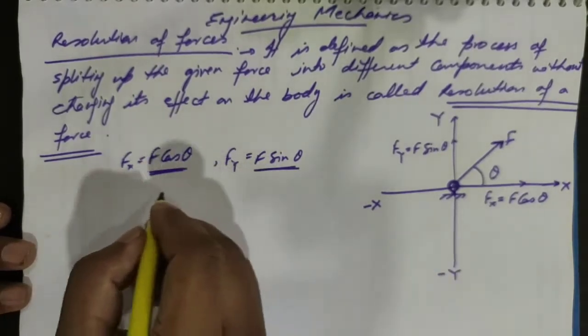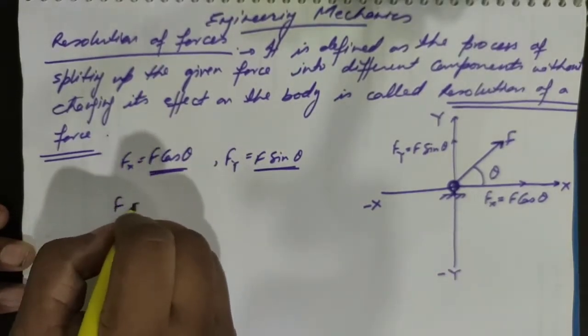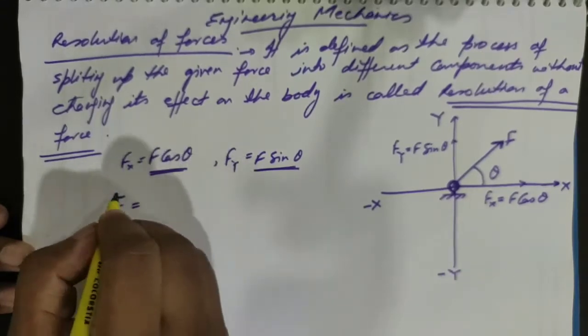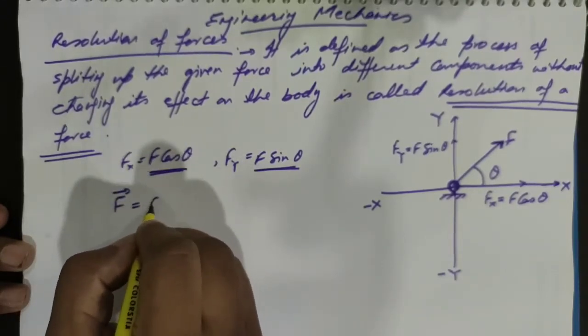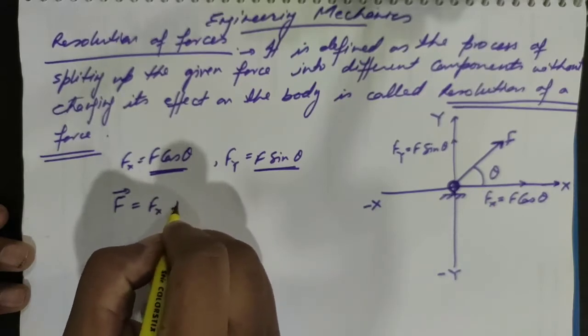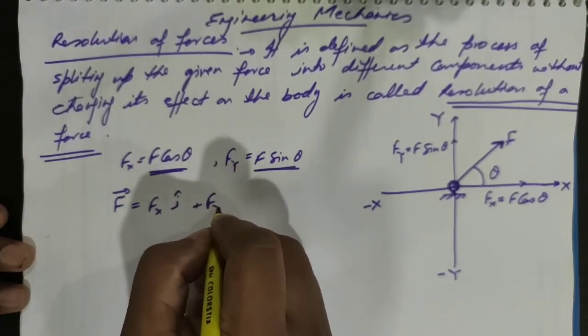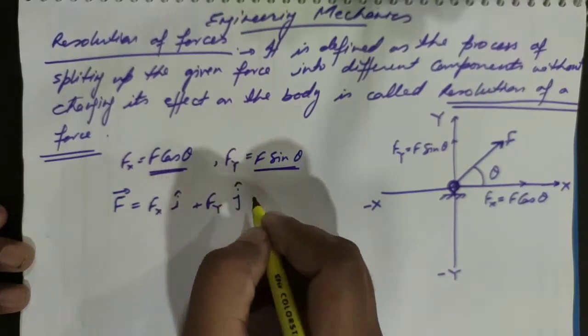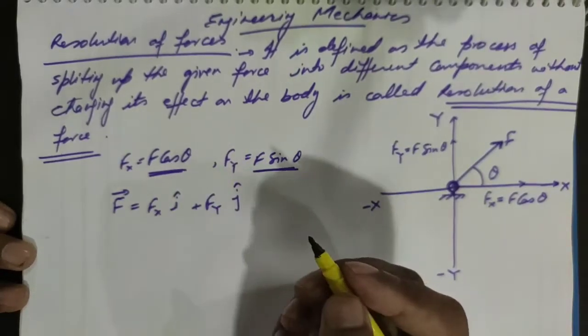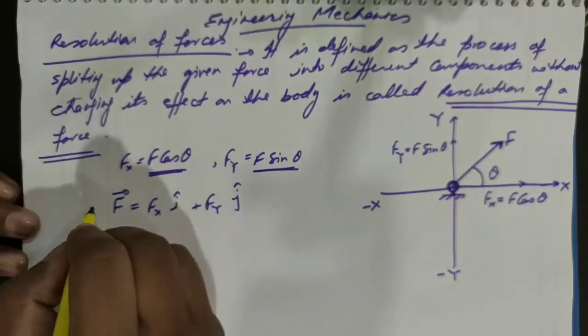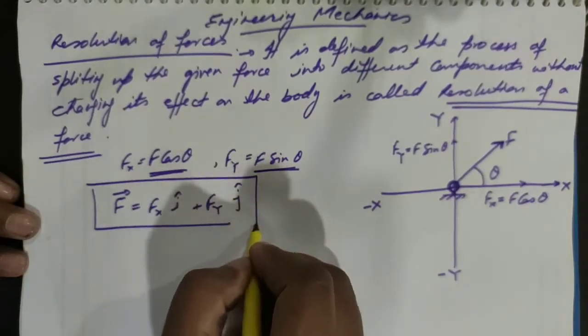We can also write it in vector form: the vector F is equal to Fx multiplied by the unit vector along the x-axis, plus Fy multiplied by the unit vector along the y-axis. So that becomes the vector form.